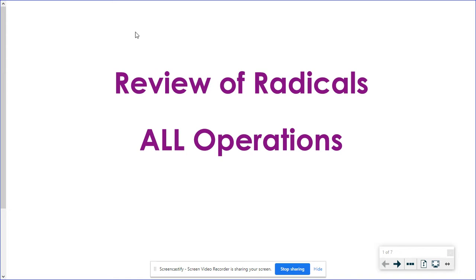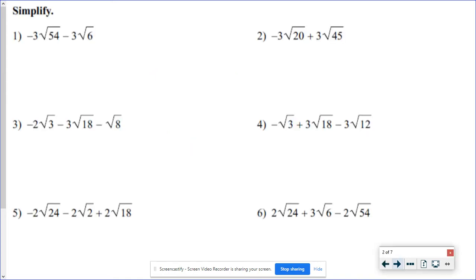The problems that I have on here, this is the entire review worksheet. I'm not going to do every single problem. The answer key is in Schoology. You can check all of the problems if you get stuck on any of them. I'm going to pick a couple on each slide so that we make sure that we get a good mix of all the different stuff that you could do here.